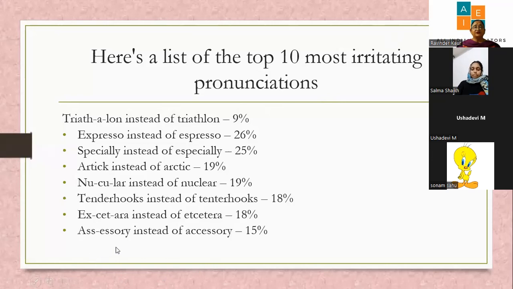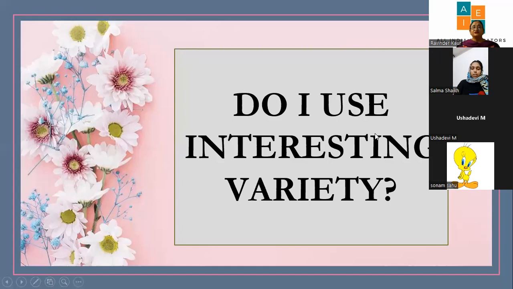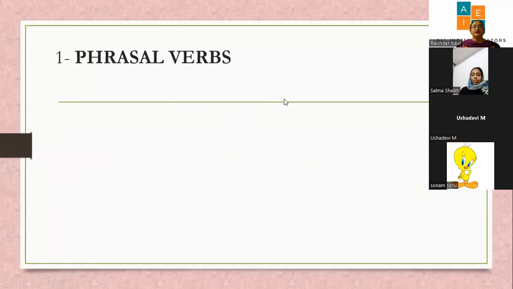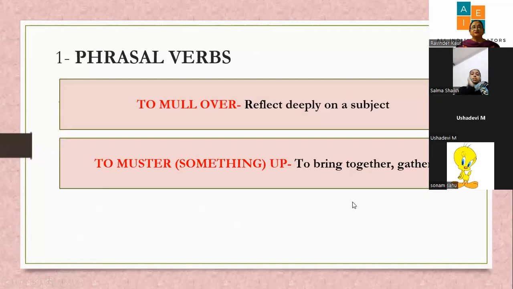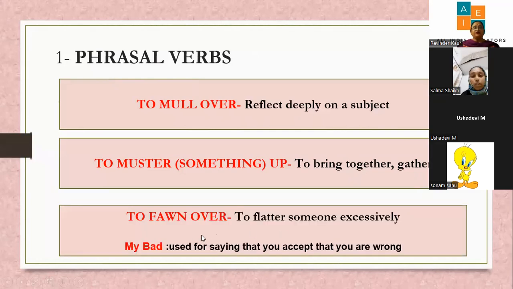Okay. So this one, accessories, right? Next is a doubt: how do I use interesting variety? Yes. So now we have phrasal verbs. First one, to mull over, means reflect deeply on a subject, think deeply. To muster, to bring together. Then to fawn over. Fawn over means to flatter someone excessively, wanting to make somebody understand very nicely.